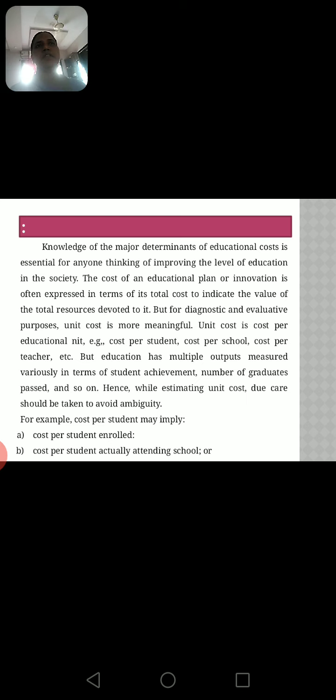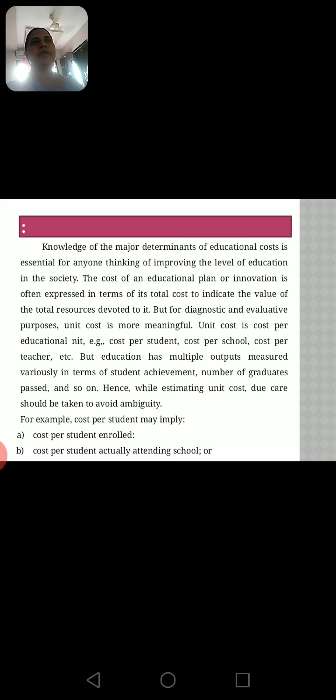But education has multiple outputs measured variously in terms of student achievement, number of graduates passed, and so on. Hence, while estimating unit cost, due care should be taken to avoid ambiguity. For example, cost per student may imply, first, cost per student enrolled; second, cost per student actually attending school; or third, cost per student successfully completing a given course. These are the determinants of educational costs.